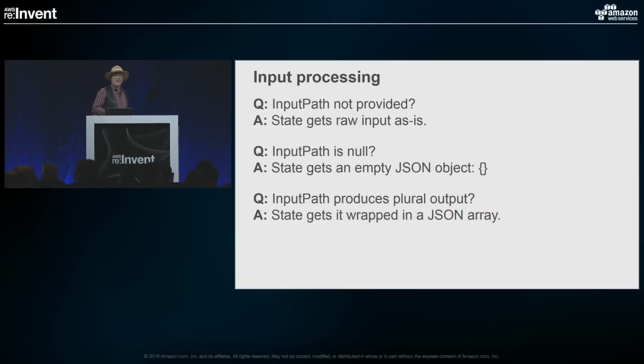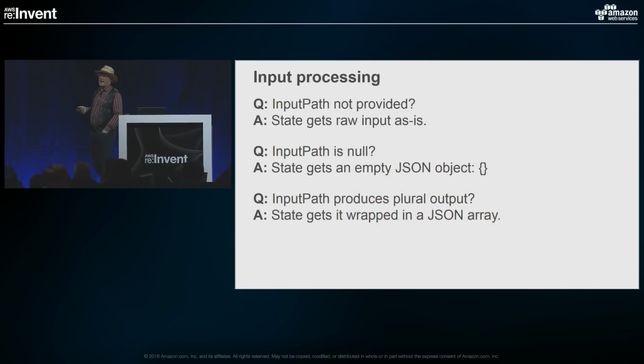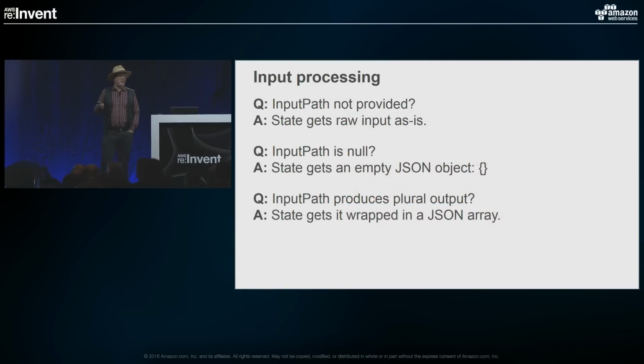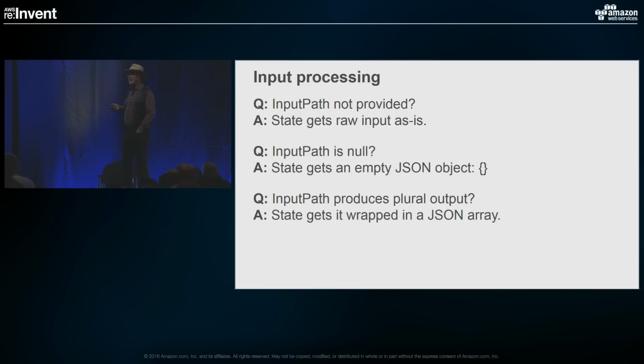Now, you notice in the machines I showed you so far, there weren't any input paths. And if you don't provide an input path, well, the default is it just passes the whole thing, whatever came into the state, to the Lambda function. Sometimes you're going to want to run a function strictly for side effects, to update a database field or something like that. So you can arrange for it not to have any input at all. You just say input path nil, and it'll just get an empty object.